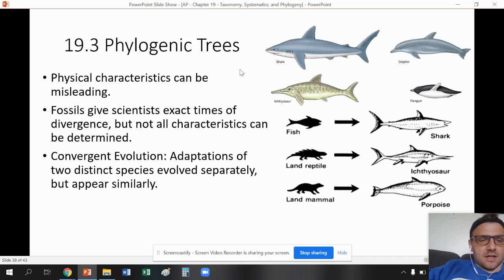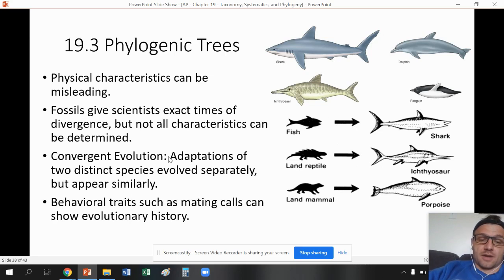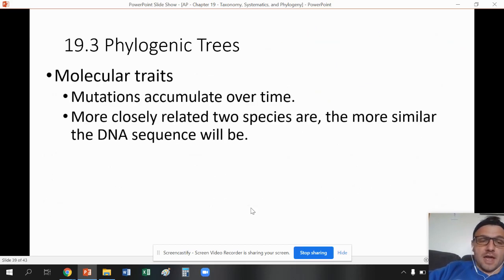These can be misleading. Originally you might think that dolphins and sharks are very close in nature, but they're actually not. Dolphins are mammals because they evolved to live on land, and when they went back to the water, they evolved these adaptations. Penguins, even though they have these flippers and a physique that looks like a fish, are not fish. They're obviously birds. So don't think that just because something has a very similar adaptation, it means they share a very recent common ancestry. Behavioral traits such as mating calls can show evolutionary history as well. So it's not just physical; it can be behavioral as well.